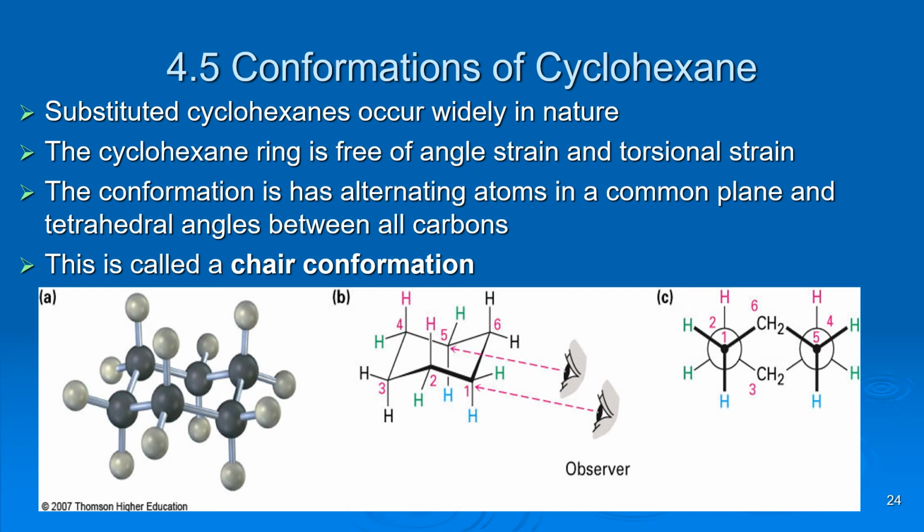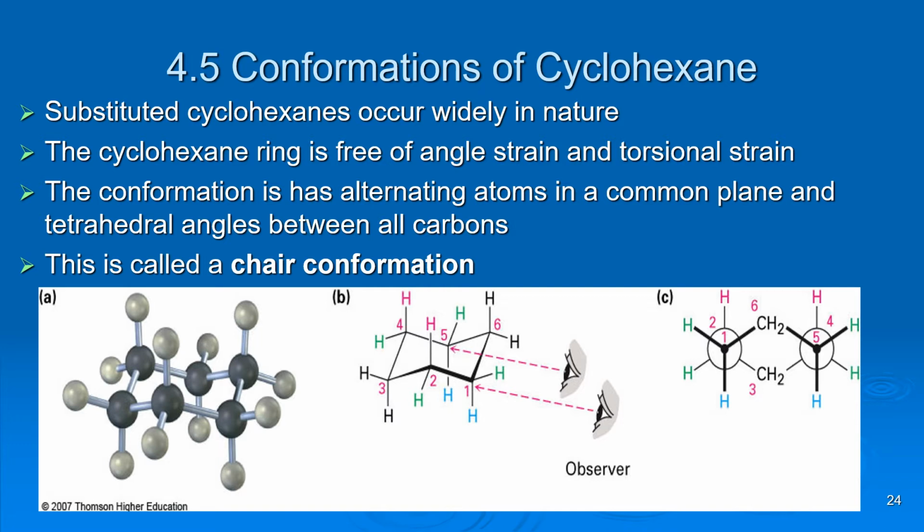So, cyclohexane is one of the more common rings. It's probably the most common ring with all single bonds. Substituted cyclohexanes occur widely in nature, so they show up in lots of places. We know that it's free of angle strain and torsional strain, and that's because it creates this sort of bent shape. We usually call it a chair conformation because it looks like a chair.